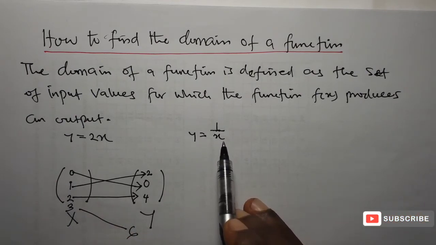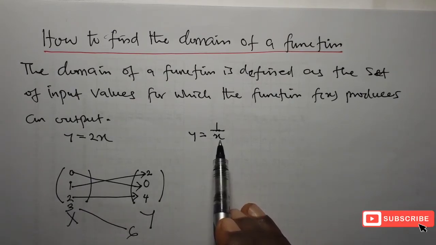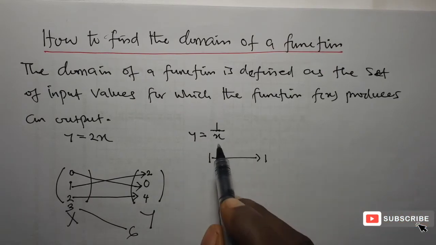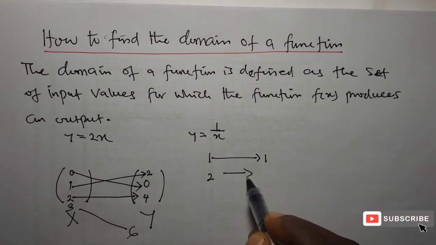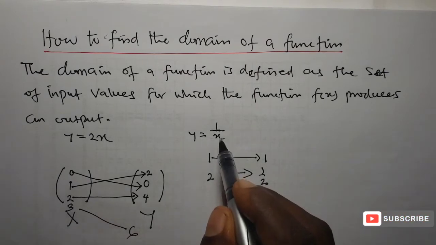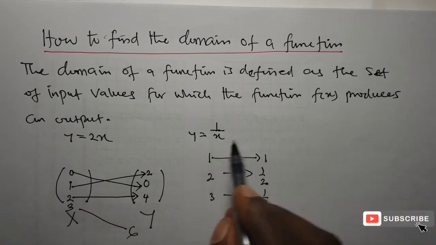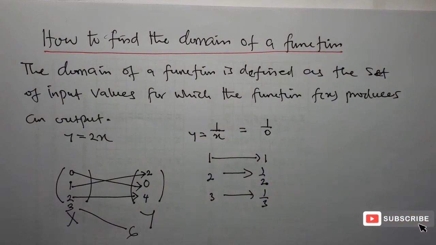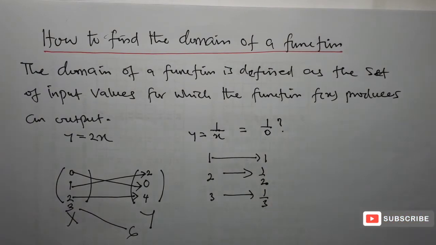Now let's go to this other function. If you plug in the value 1 into this function, 1 will be mapped to 1. If you plug in the value 2, 2 will be mapped to 1 over 2. If you plug in the value 3, 3 will be mapped to 1 over 3. What happens if you plug in the value 0 into this function? We get the number 1 over 0. And as you well know, in mathematics, 1 over 0 is not defined.